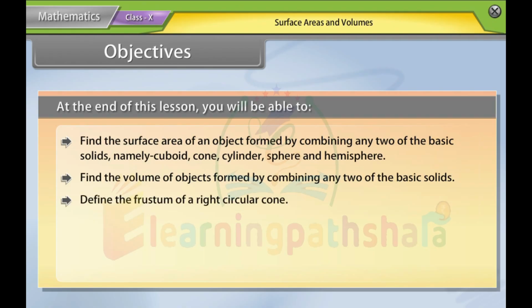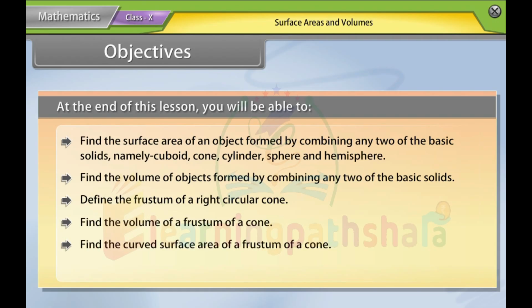Define the frustum of a right circular cone. Find the volume of a frustum of a cone. Find the curved surface area of a frustum of a cone. Find the total surface area of frustum of a cone.